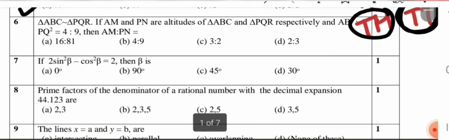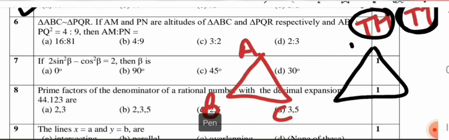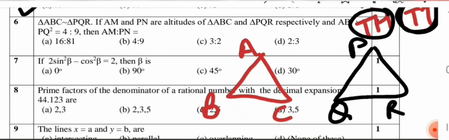Triangle ABC is similar to triangle PQR. Let us draw two triangles, ABC, and another triangle PQR. Both are similar. If AM and PN are altitudes, now let us draw the altitude of this triangle AM, and its altitude is PN. And AB square ratio PQ square is 4:9. We have to find AM ratio PN.